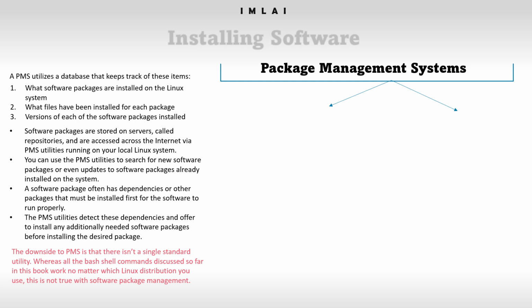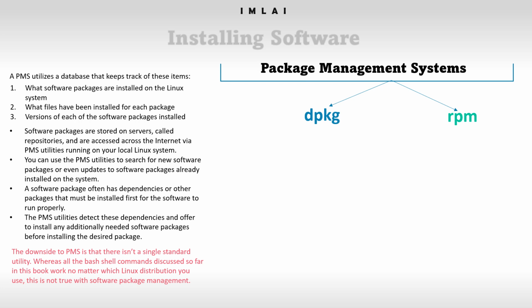The PMS utilities and their associated commands are vastly different between the various Linux distributions. The two primary PMS based utilities commonly used in the Linux world are known as DPKG and RPM. DPKG is Ubuntu and Debian based, RPM is Red Hat based.